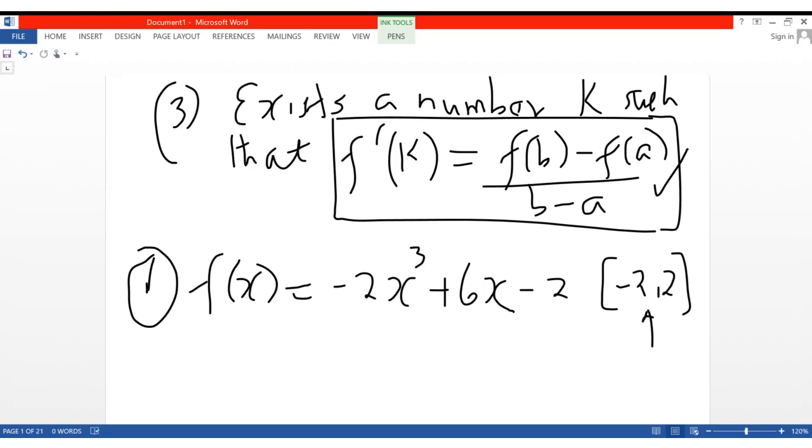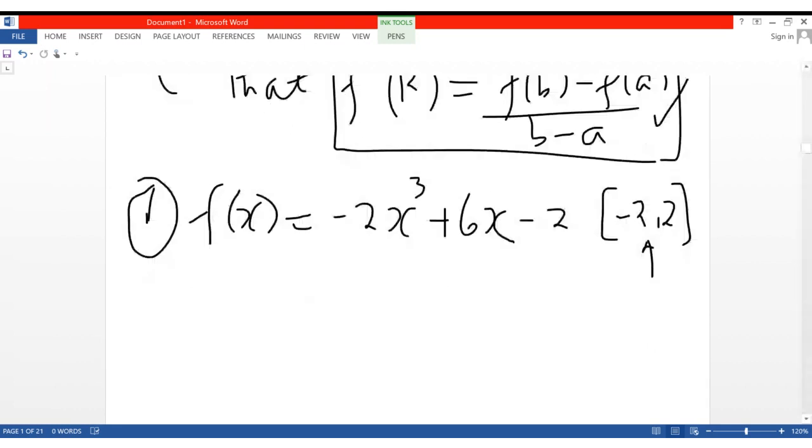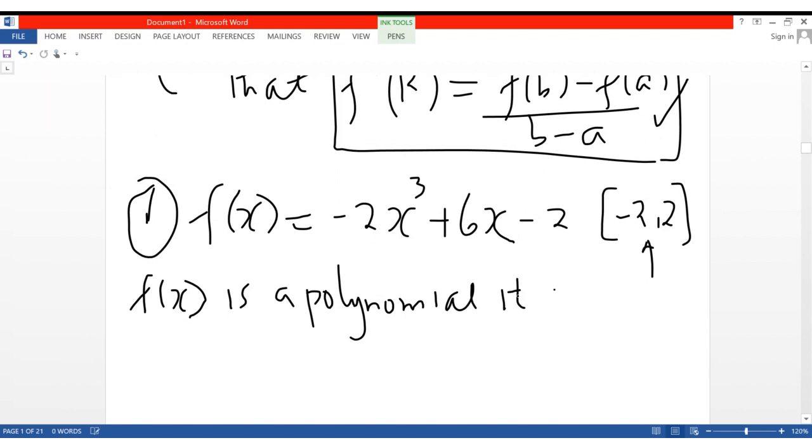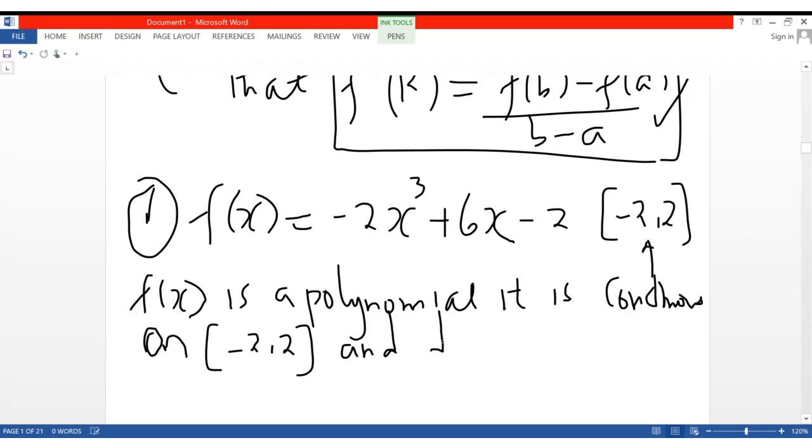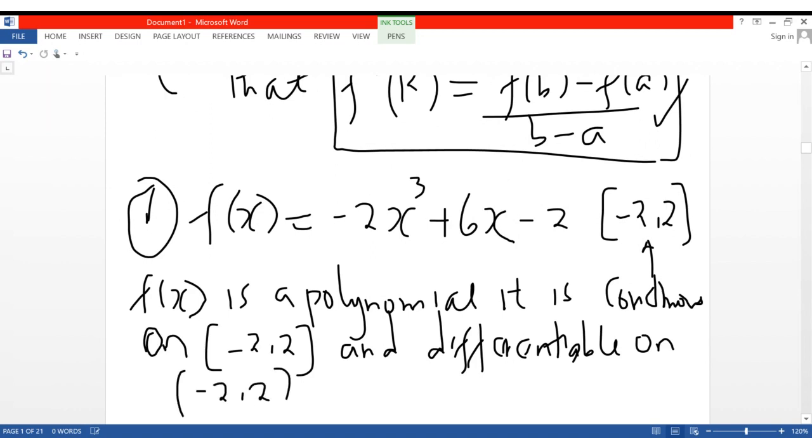So for this one, first of all, since f of x is a polynomial, that's the first thing you say, it is continuous on the closed interval -2, 2, and differentiable on the interval -2, 2. The interval will always be given, so you don't have to worry about that.